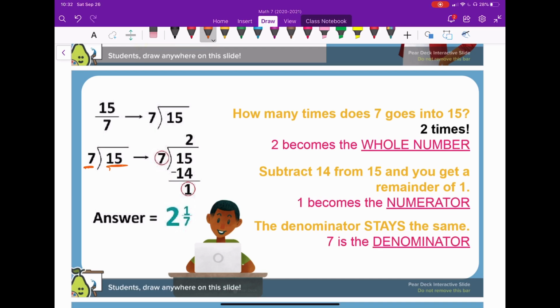So we have 7 goes into 15 how many times? Well, 7 times 2 is 14, and that's as close as we're going to get to 15. 15 minus 14 is 1. That's all you need to do. Now we have to write it down in the form of a mixed number. So the answer is already given to you, okay? It's 2 and 1/7.